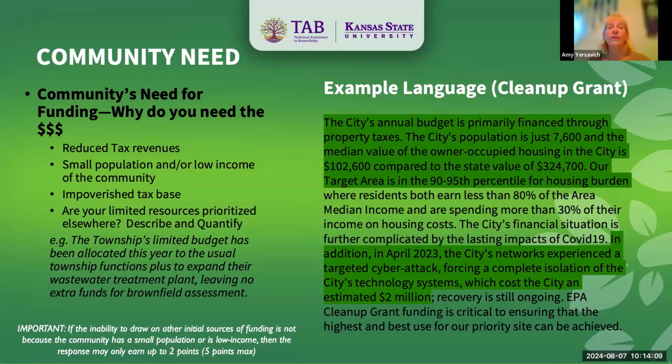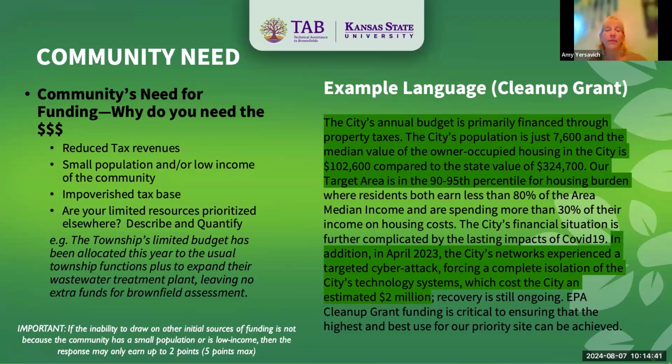And the target area is in the 90 to 95th percentile for housing burden. Housing burden means a larger percentage, typically 30% of individuals' income, is going to rent and utilities or mortgage and utilities. So they're not seeing as much property tax, probably not seeing as much income tax if their population went down.